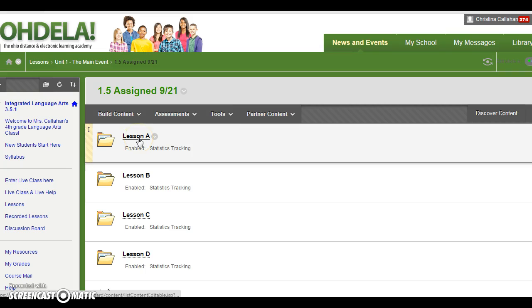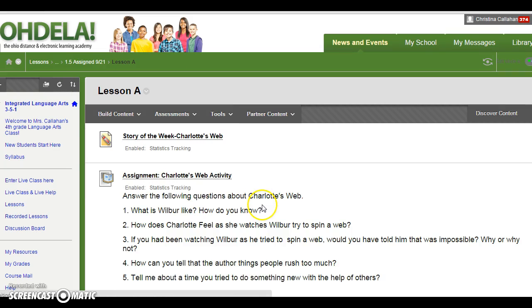So first off, in Lesson A, I have our weekly story. It is Charlotte's Web. It is not the whole story, because that's a pretty long book. It's just a little excerpt from it. And while you're reading it, I want you to think back on those skills we've been working on. I want you to think about the characters and some of the things the author puts in there and how we feel about them because of the details that she's given us.